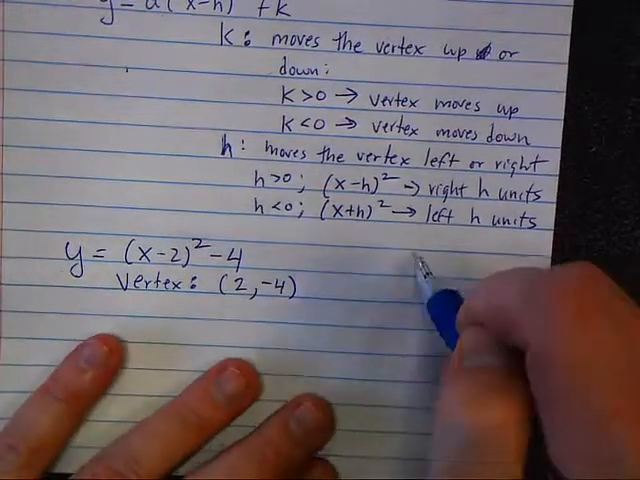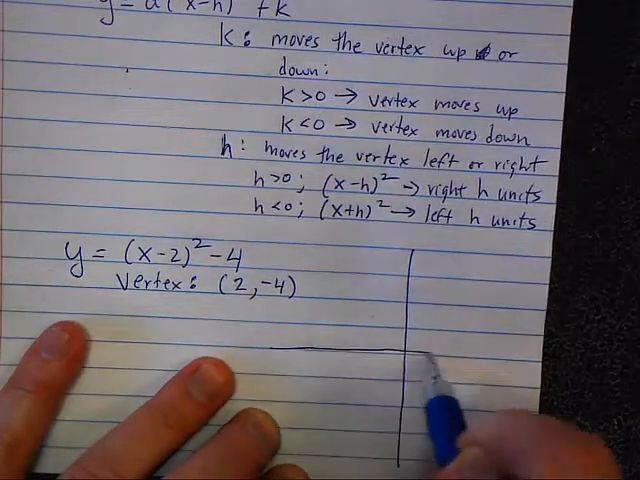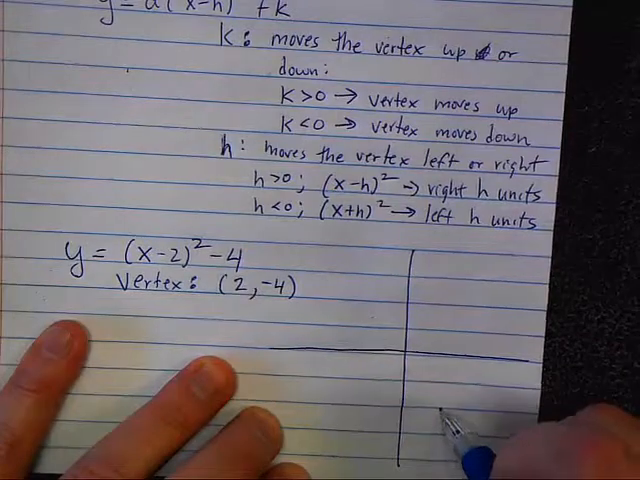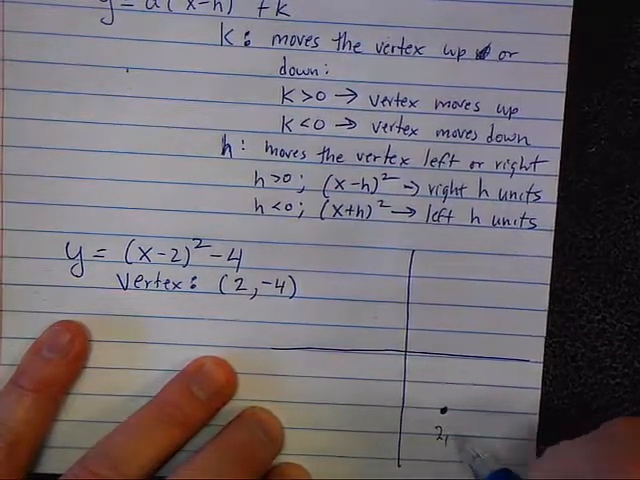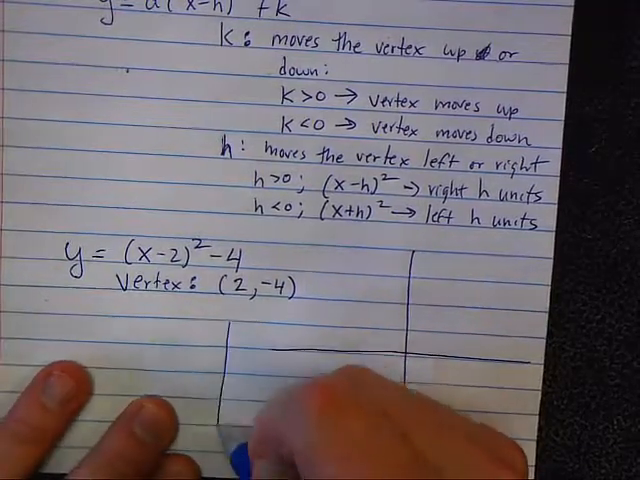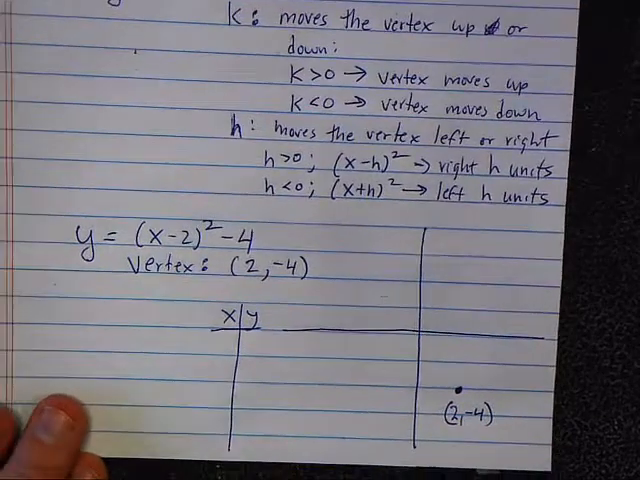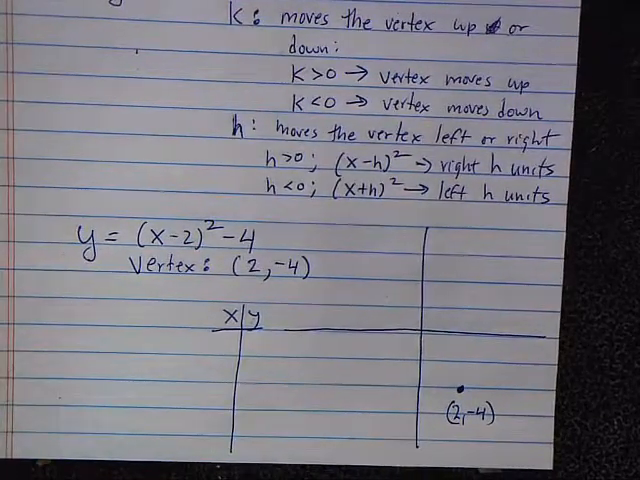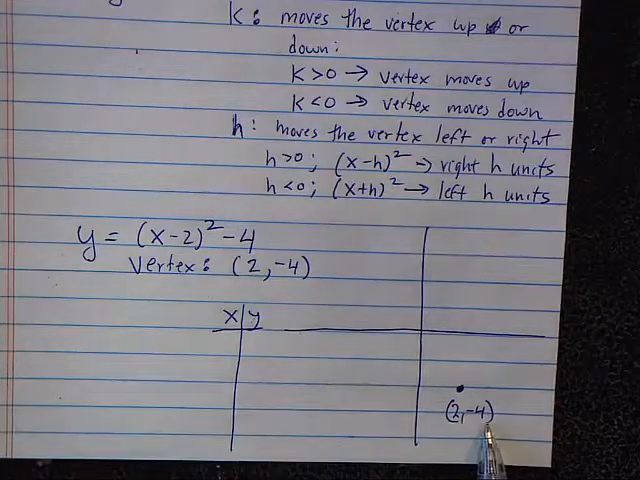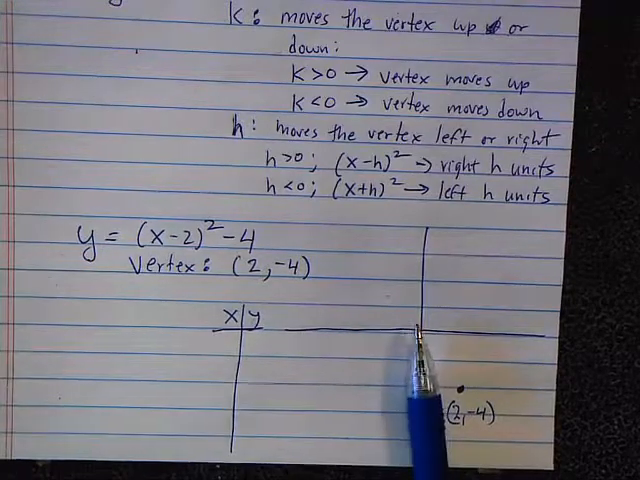And then what if you wanted to graph this parabola? I'm going to build a graph here. Here's 2, negative 4. I'm going to draw it right there. And what I would like to do is have a couple of points on each side of the vertex. So generally, if my vertex is at x equals 2, I want to pick two x numbers bigger than 2 and two x numbers smaller than 2.